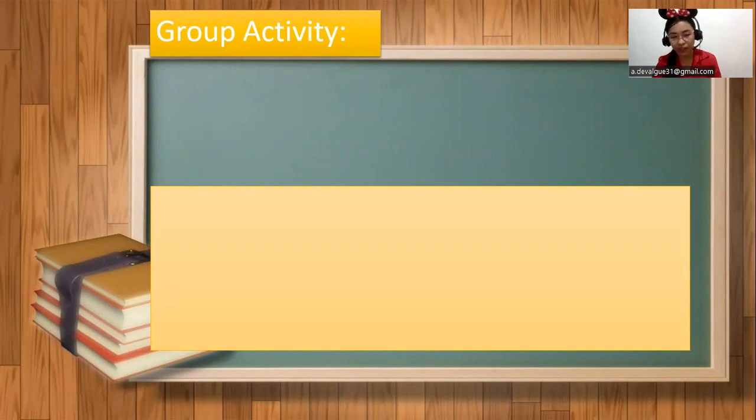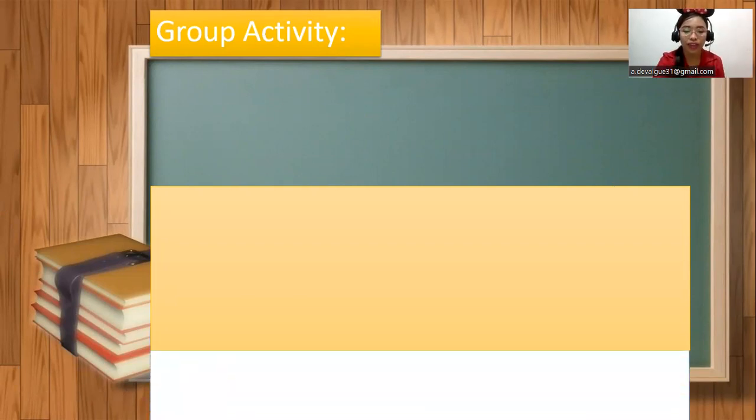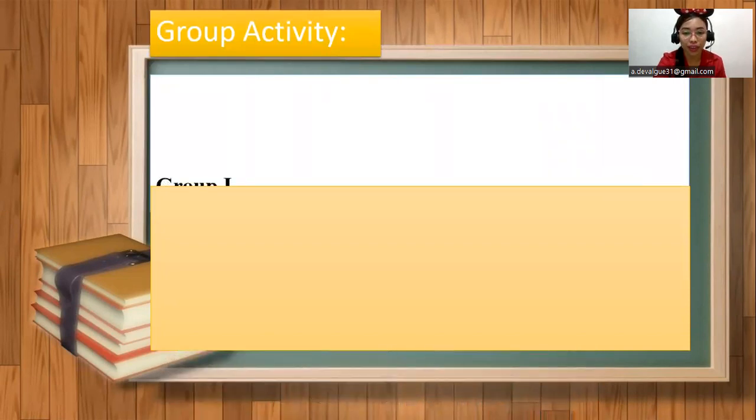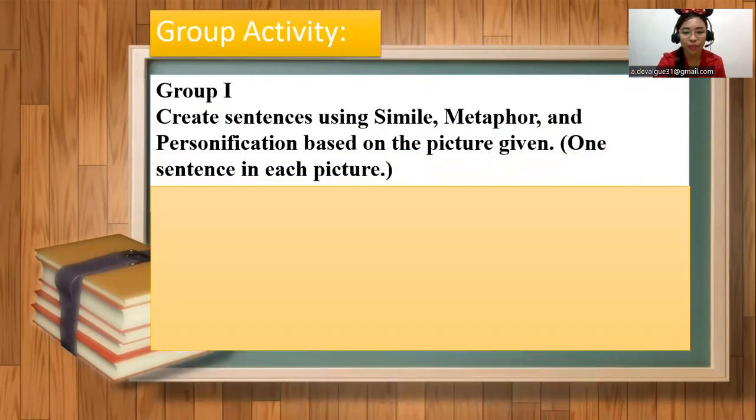Let's do some activities. I will group you into four. Let's count. 1, 2, 3, 4. So group one here, group two, group three, and group number four. For group one, you listen. What you're going to do is create sentences using simile, metaphor, and personification based on the picture given. So one sentence in each picture.